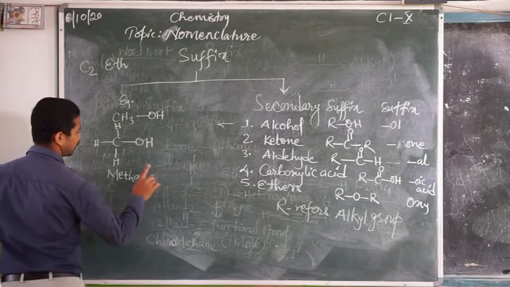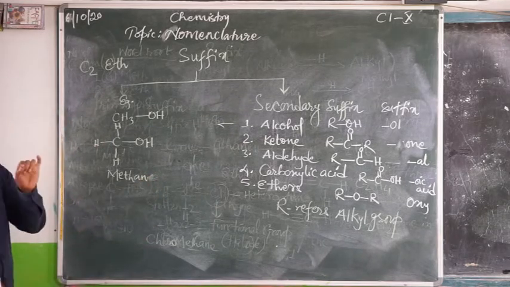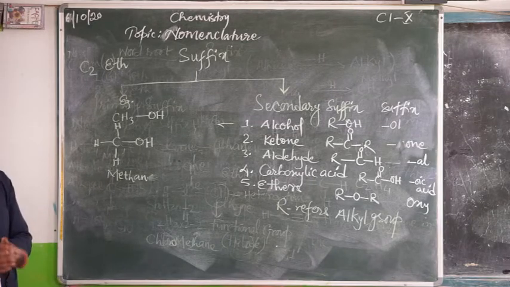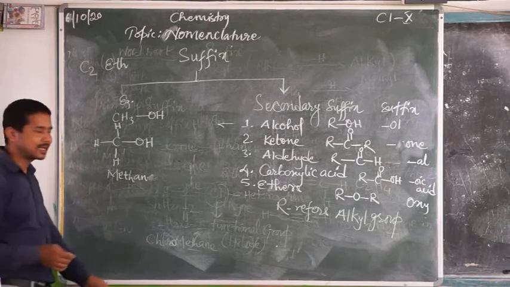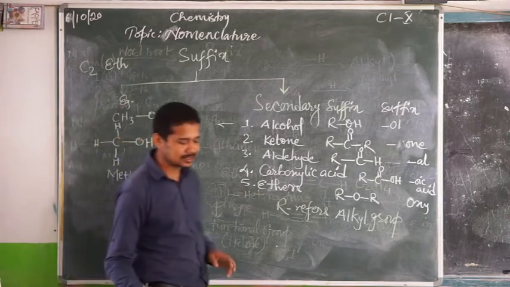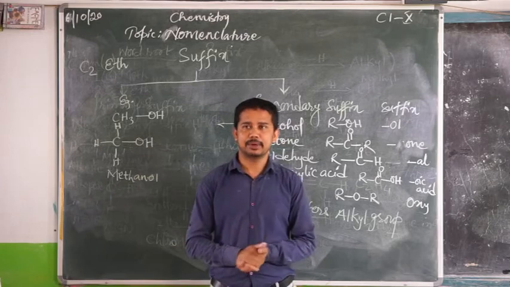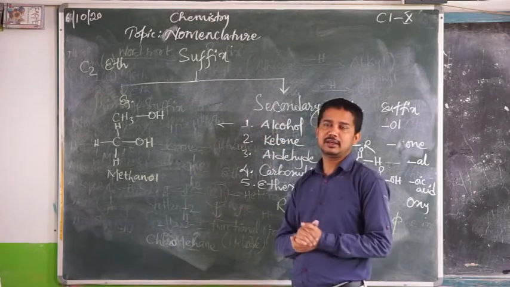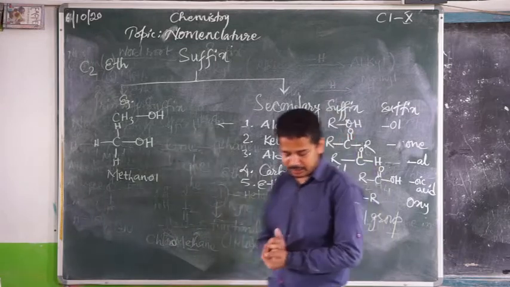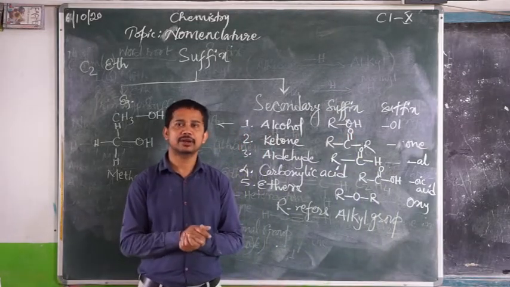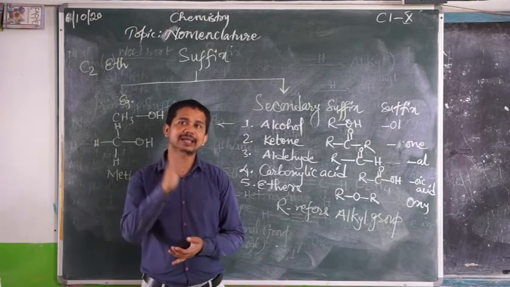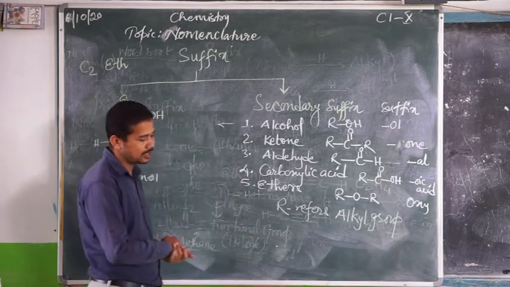So omit this e, because e and o are both vowels. The word ends with a vowel and the start of the suffix is also a vowel, so we will remove e, and it will be ol. So it is written methanol. We will learn in the next class how to name an organic compound. These are the parts of the name of an organic compound, and the next class we will learn the rules for naming an organic compound, and do some examples of how to write the names of organic compounds.